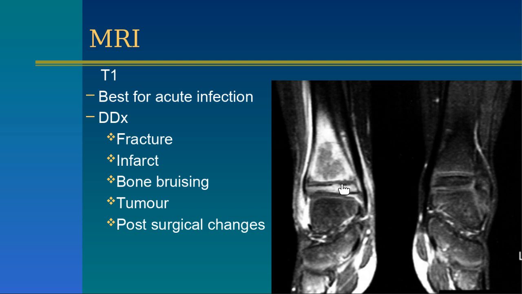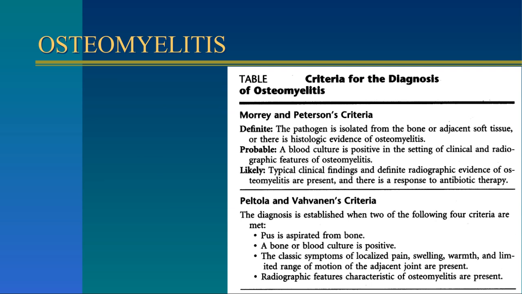You can see increased signal changes in the distal tibia. Are we dealing with chronic osteomyelitis, or is it one of these? So the MRI, although sensitive, is not very specific to tell you exactly what it is.